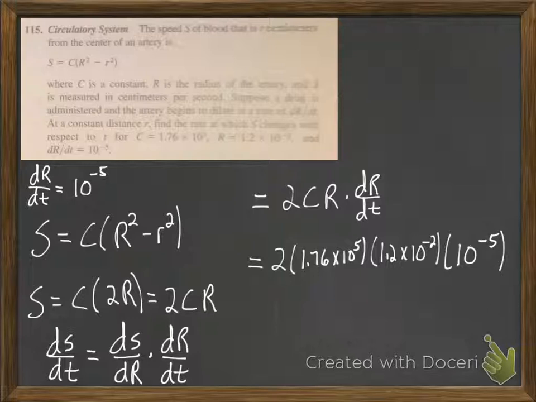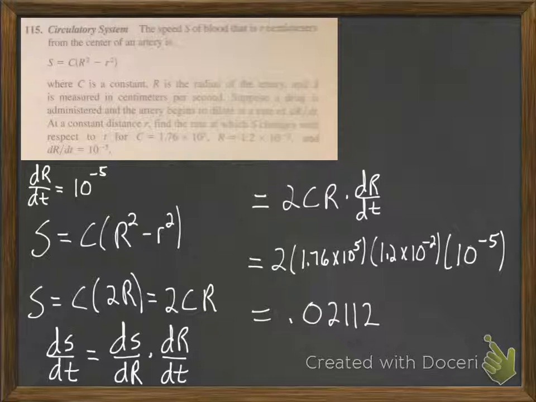And now we quickly go to a calculator, or work that out by hand if you want to, and figure this out. And so doing so gives us an answer of 0.02112, and this would probably be centimeters per second.